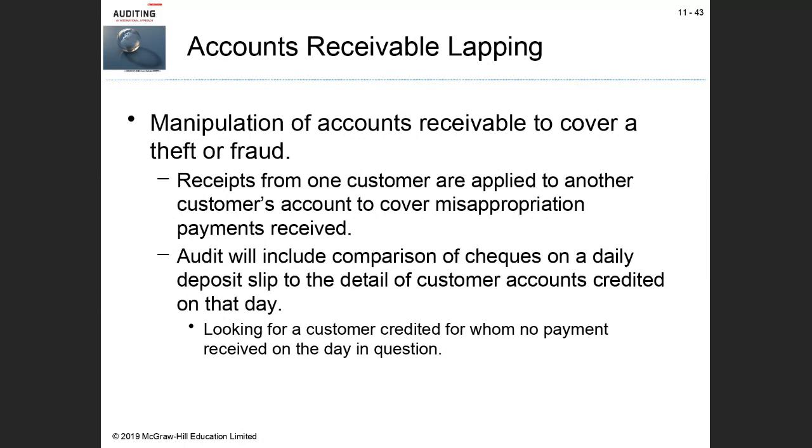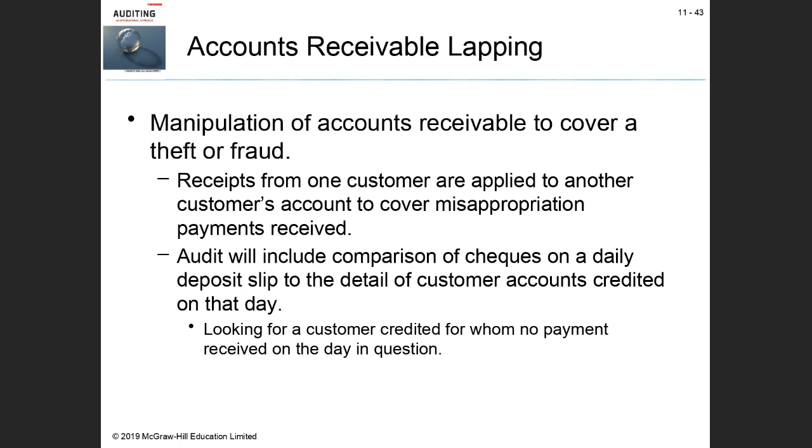That's called lapping. It's where receipts from one customer, if customer A, for example, sends in $10,000, but that $10,000 cash receipt is applied to a different customer's account. So a check for $10,000 comes in from customer A, you put that in your personal bank account, and you make a journal entry to credit a different customer's account. And so, of course, that's a misappropriation.